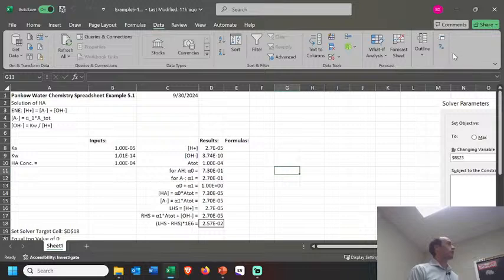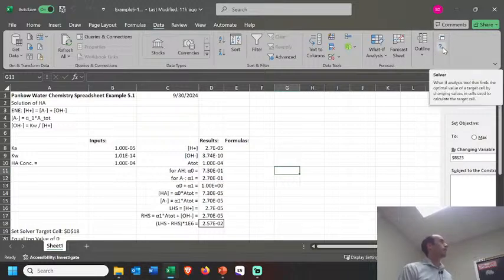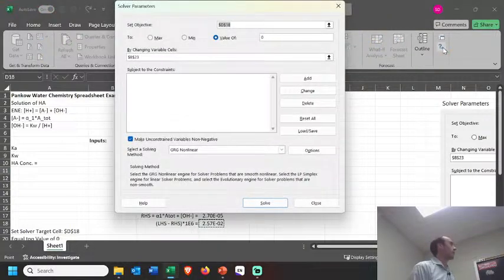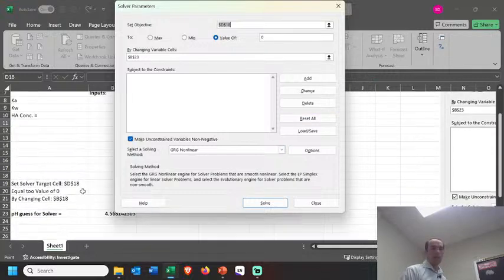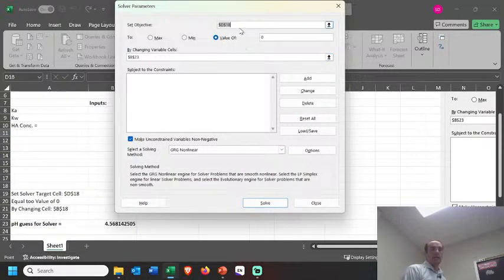Okay, once it's there, it should give you an option here, and typically it'll even be labeled solver. I guess my Excel here is shortcutting that a little bit. When you are ready, essentially what you're going to do is select the solver. You're going to set an objective. That's going to be the thing that you are trying to achieve. So we're trying to achieve 0 for that solution for H plus that we derived.